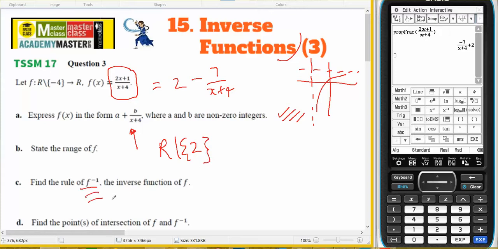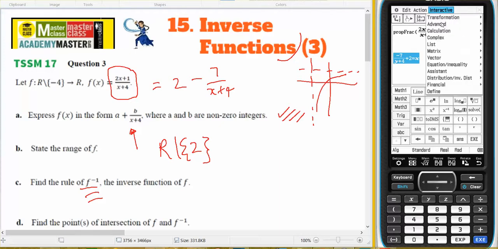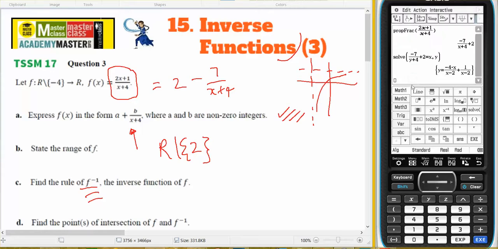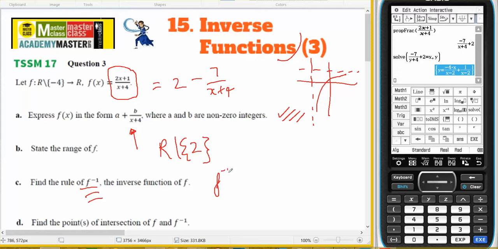State the rule of the inverse of this function. Okay, so if I've got this and I make that y and I make it equal x, which is what I do, I replace my x and y and I go interactive, advanced, solve for y. It gives me this expression here, which is the inverse, equals 1 minus 4x over x minus 2.